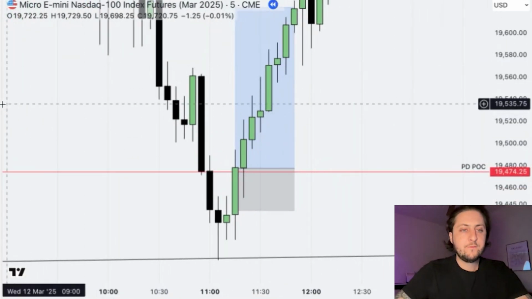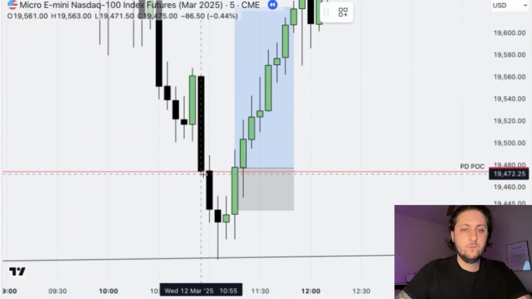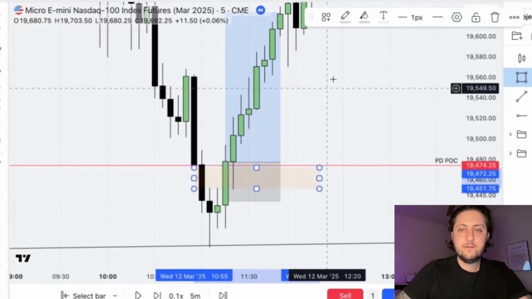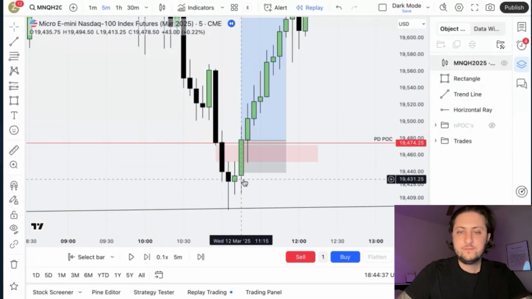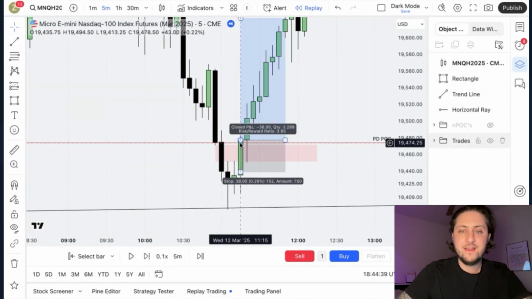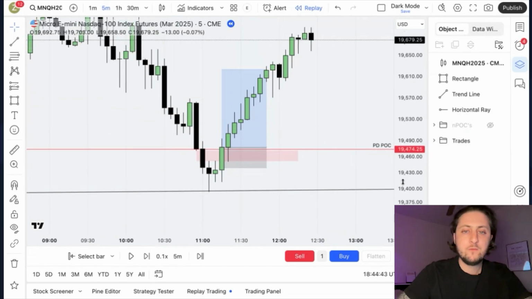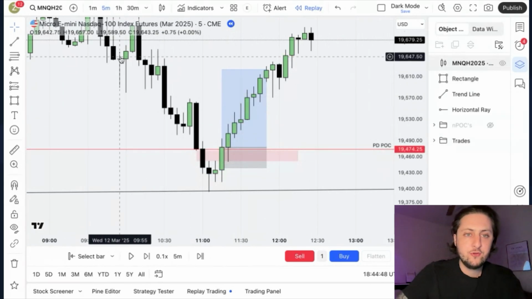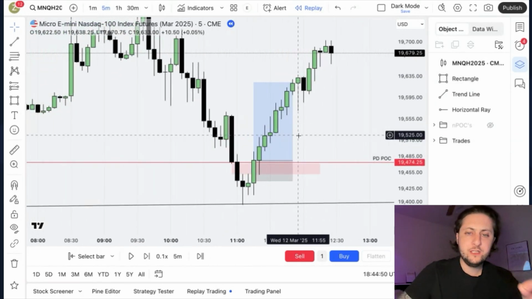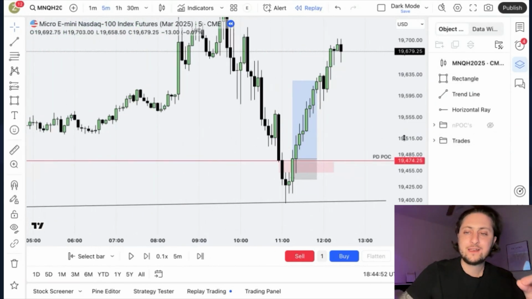And what we used for our entry technique was this inversion fair value gap. So you see right here, we have this 5-minute bearish gap. We ran through it, got a 5-minute closure above, and that's exactly when we got long, and that's going to show in the recording. So we get long on this 5-minute candle closure. And what do we do from there? Now we have everything checked off, right?